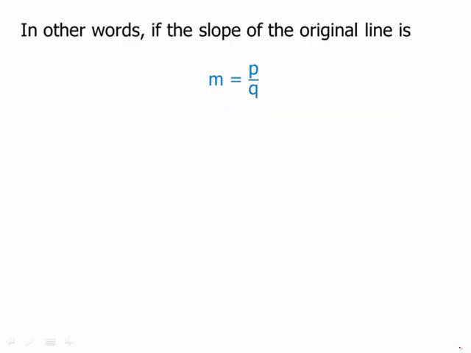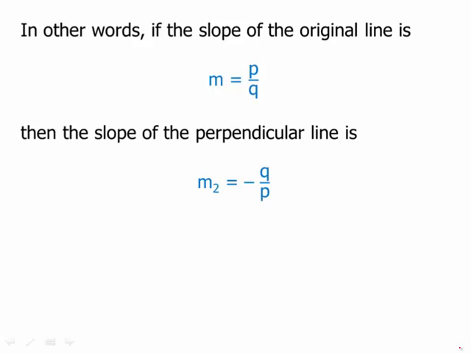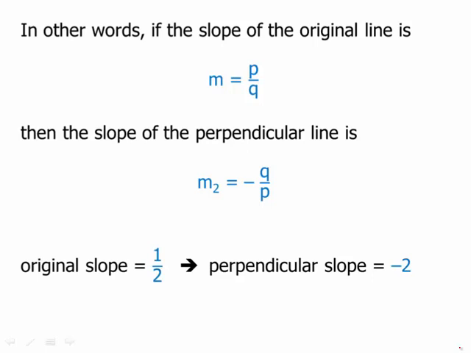In other words, if the slope of the original line is p over q, then the slope of the perpendicular line, we make the positive negative, and we flip the fraction over. If the original slope is +1/2, the perpendicular slope is -2.